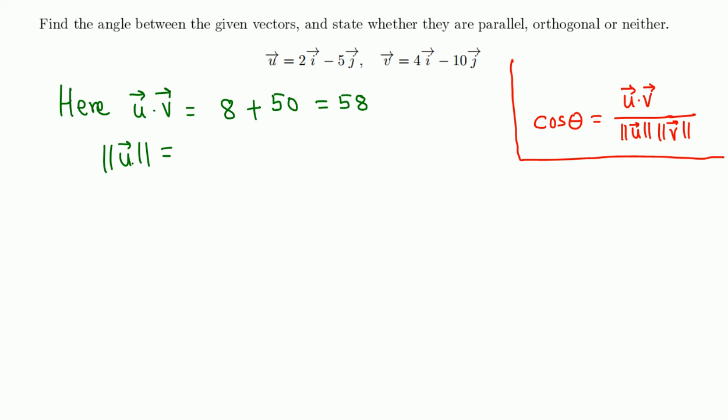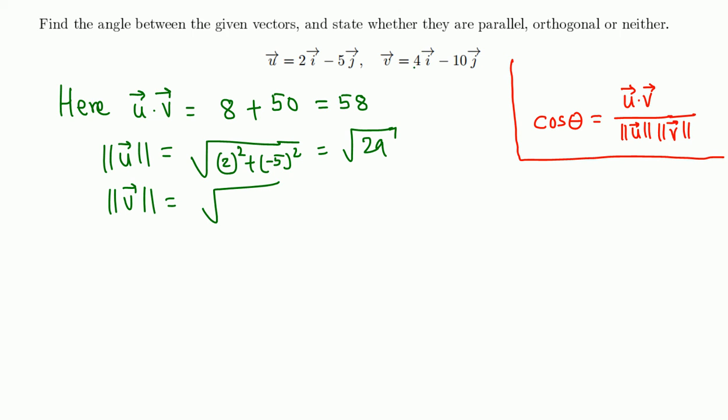For the magnitude of u, that will be just the square root of the sum of the squares of the coefficients. So 2 squared plus negative 5 squared, that is now 4 plus 25. 4 plus 25 is 29. That's the magnitude of u.